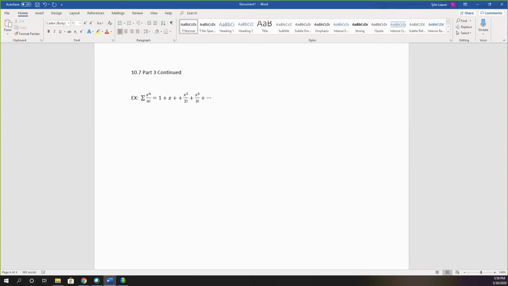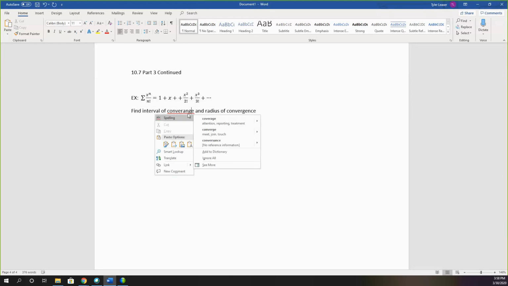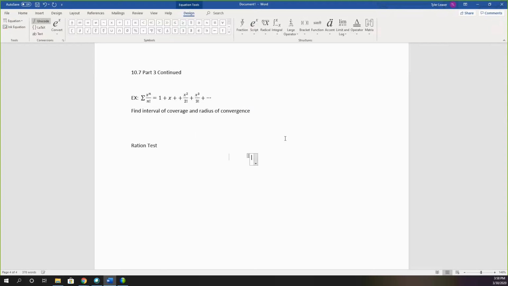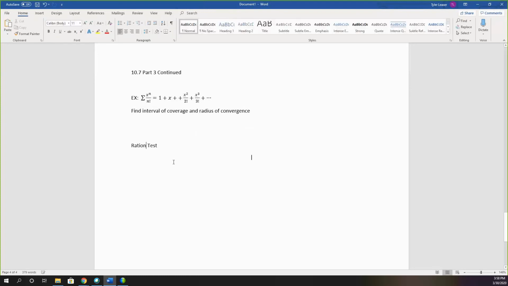Okay, it's going to be the same questions as before. Find the interval of convergence and the radius of convergence, or convergence range, as I spell it. Remember to do this with the ratio test. I'm going to make this ratio test look a little bit cleaner, and I'm probably going to skip a little bit of steps here.